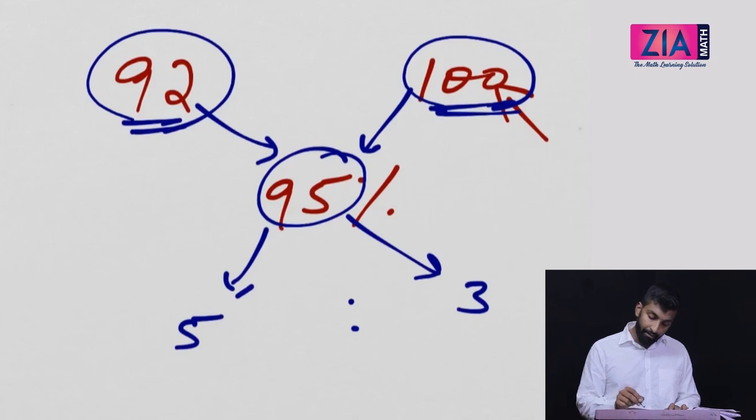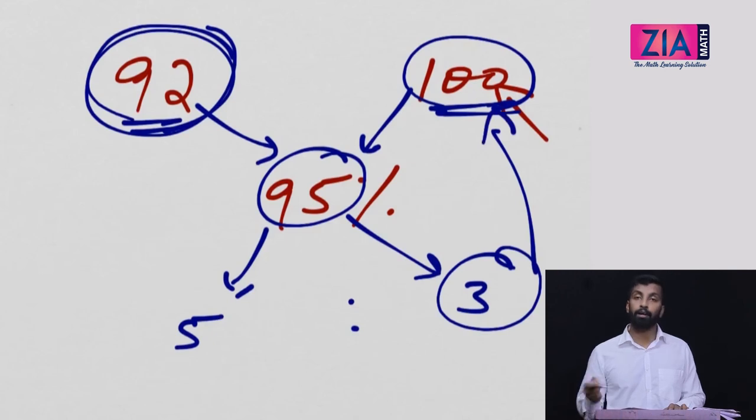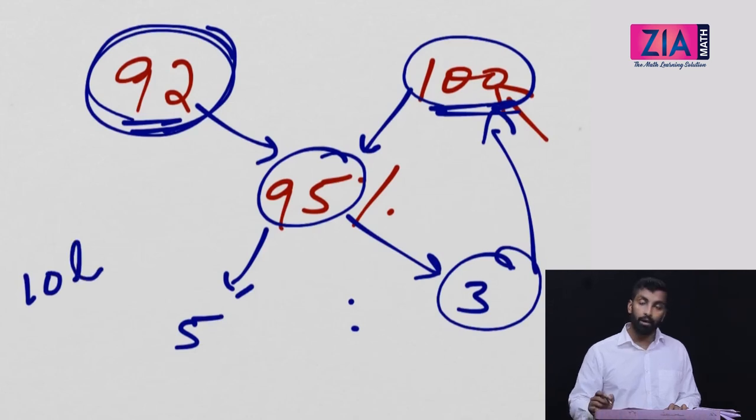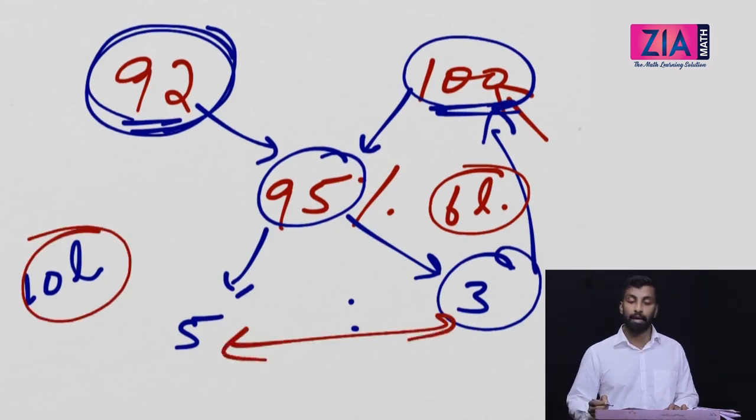So if you have 5 liters of 92% pure milk, and you need to make it 95% so that the shopkeeper will buy it, you need to add 3 liters of 100% pure milk, then it becomes 95% pure. Or if you have 10 liters of this, you need to add 6 liters of this, so that it will become 95, right? The 5:3 ratio has to be maintained.